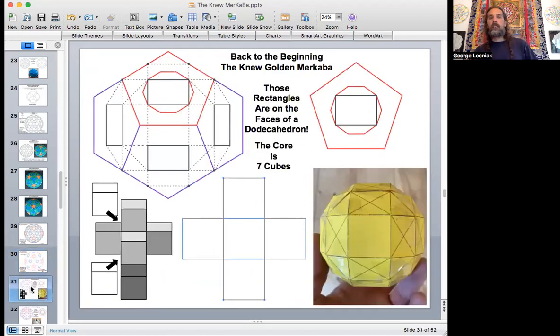Okay, we're almost coming into the end of this now. So we've got to go back to the beginning and really look at what's going on with the inner structure of our golden Merkaba.